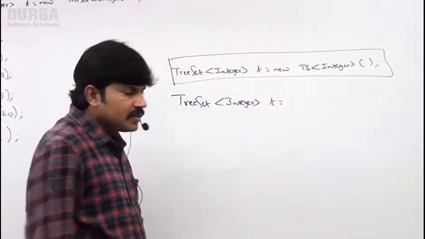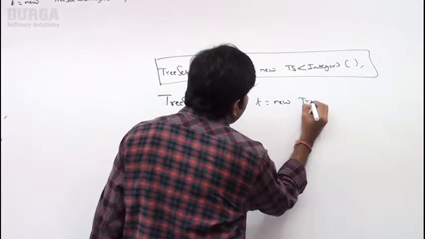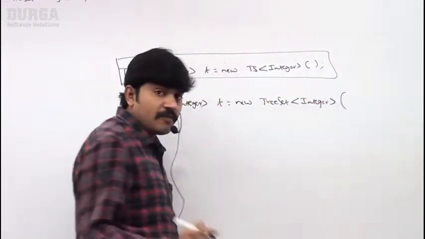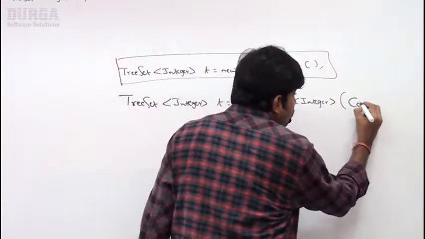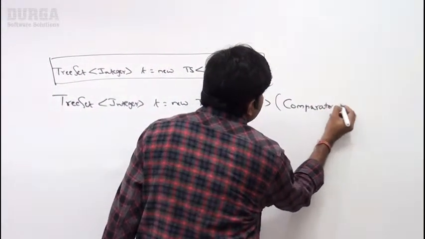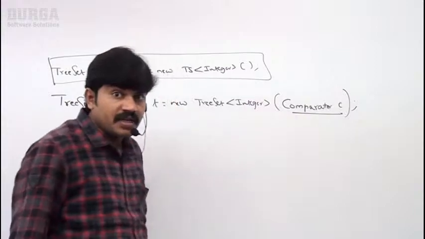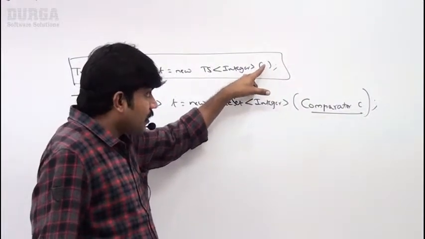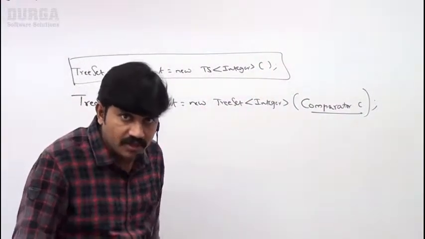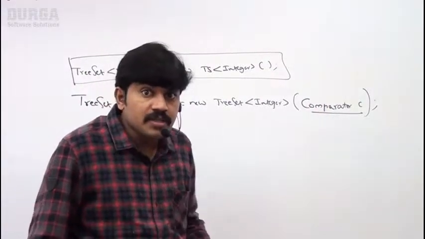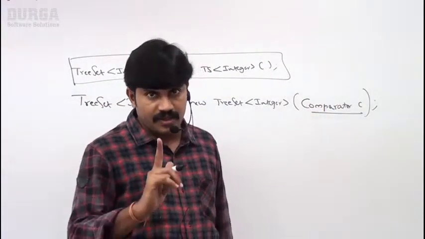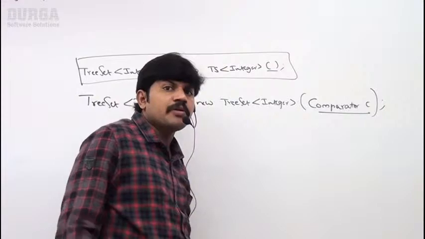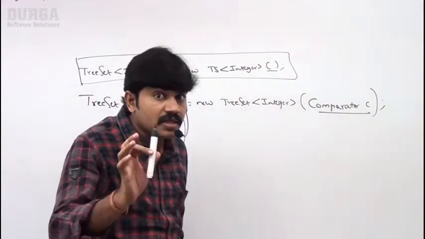Suppose I just pass some comparator object: TreeSet of Integer t is equal to new TreeSet of Integer, and if I pass a comparator object, then it is meant for customized sorting order. I hope you people can understand, right? So without the comparator object, default natural sorting order; with the comparator object, it is always customized sorting order. Clear for all of you? So without the comparator object, what is the behavior? Default natural sorting order, is it correct or not?